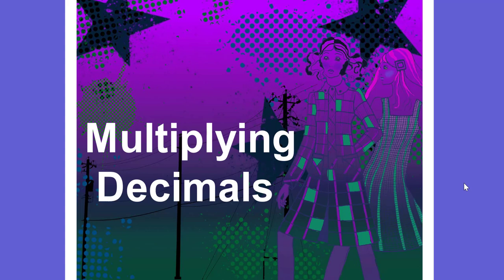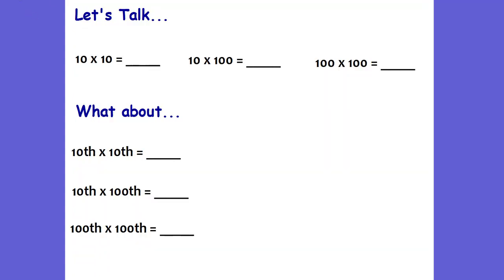Okay, this lesson is on multiplying decimals. Okay, let's talk a little bit. What is 10 times 10? Hopefully you said 100. And what is 10 times 100? Well, that's 1,000.